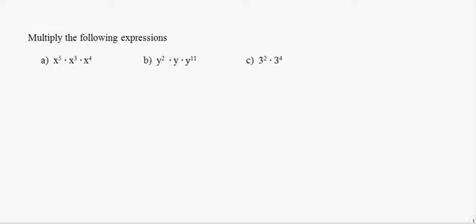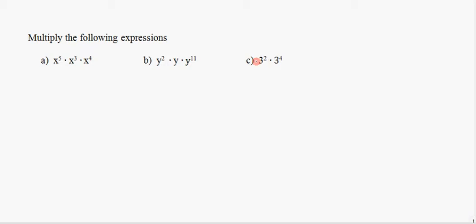Hey everyone. The instructions say to multiply the following expressions. There are three separate problems to work here. In each case, we're multiplying terms that have a base and an exponent. And in each case, the base is always the same. All the bases here are x, here they're y, and here the base is 3 in both cases.